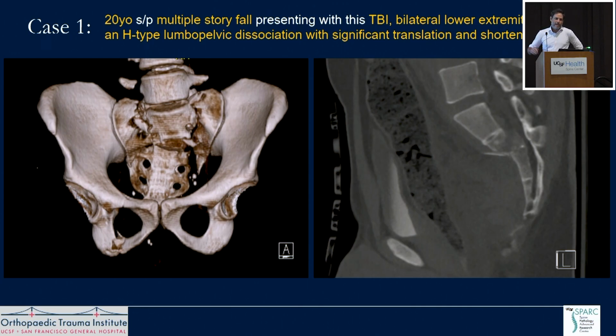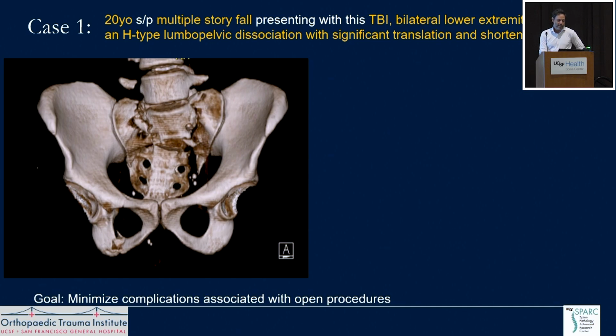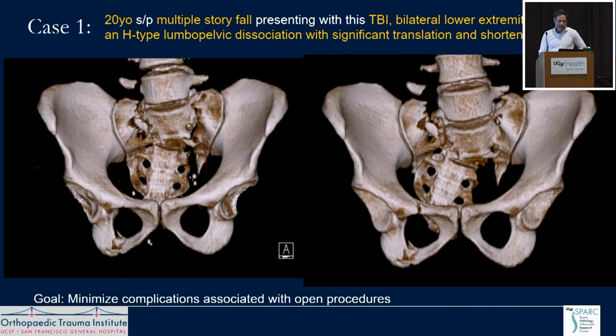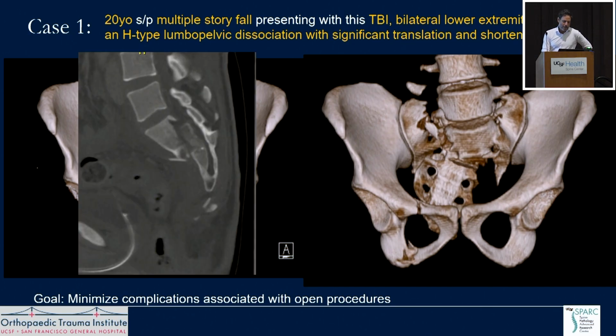He had a significant head injury that required monitoring of his ICPs. We weren't able to get to him for about 10 days. And so you could see in those 10 days, he just continued to intussuscept. So his pelvis, his spine intussuscepted into his pelvis. And now we're short about 2 or 3 centimeters. So how do we tackle this?